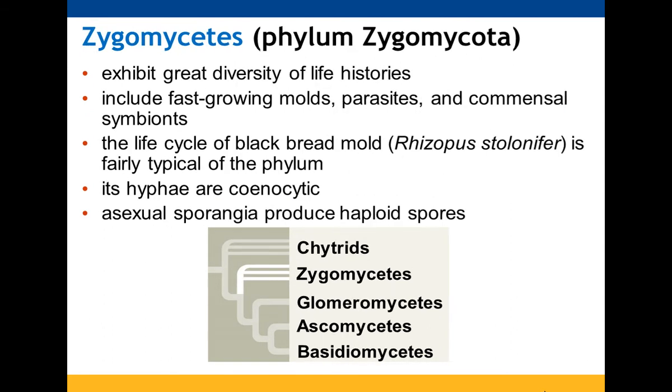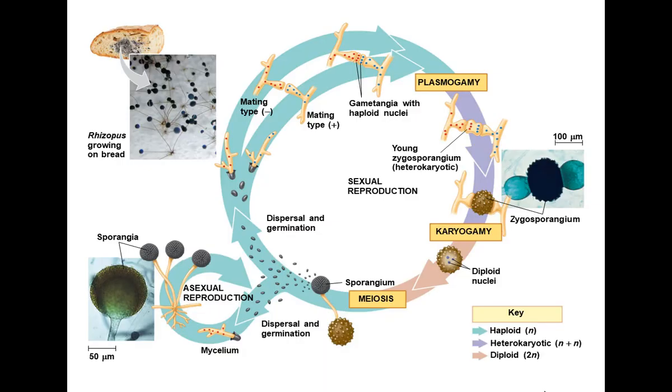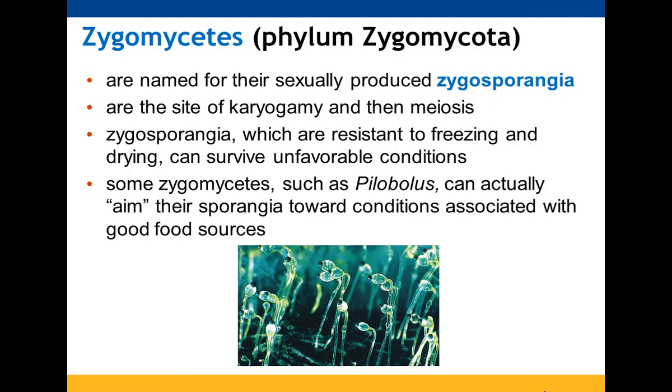The zygomycetes are pretty diverse as well. These include your molds, your parasites, and some symbionts. Black bread mold is pretty representative of the life cycle that species in this phylum go through. The hyphae are coenocytic, so remember that's when all the nuclei are kind of just jumbled up together. And the asexual sporangia will help to form those haploid spores. So there's a picture of the zygomycetes life cycle. Sorry, not zygomycetes. Yeah, okay, I'm not going crazy.